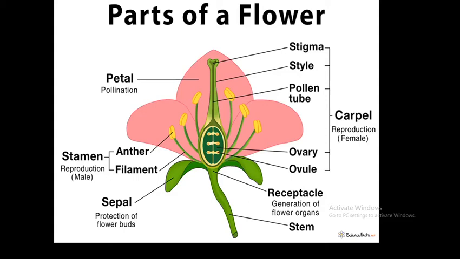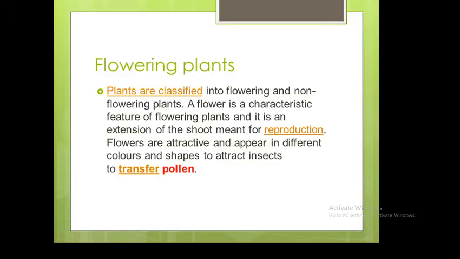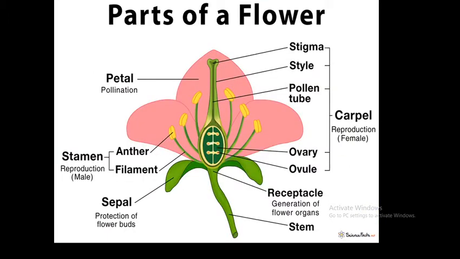I hope you're fine. Today we're going to talk about flowering plants. Plants are classified into flowering and non-flowering plants. A flower is a characteristic feature of a flowering plant and it's responsible for reproduction. Flowers are attractive and appear in different colors and shapes to attract insects because of their different colors. And this helps in the stage of pollination.